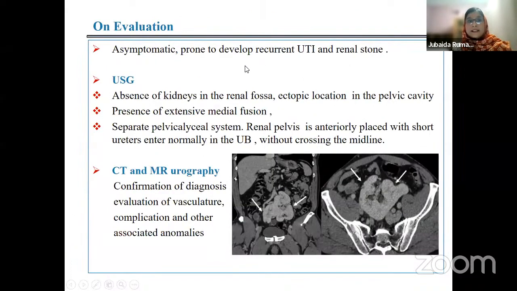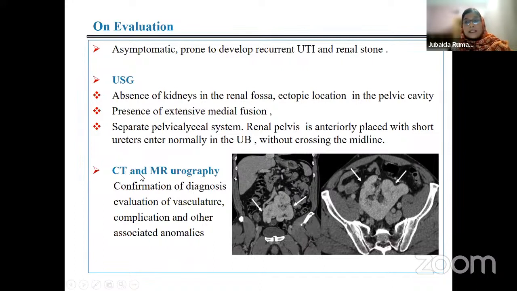For evaluating this case, they usually have no symptoms, but they are prone to develop UTI and renal stone. If we do an ultrasonogram of this patient, we find absence of the kidney in the renal fossa, an ectopic location in the pelvic cavity, and extensive medial fusion. They have separate pelvicalyceal systems, the renal pelvis is anteriorly placed, and short ureters enter normally into the urinary bladder. This causes repeated urinary tract infection.